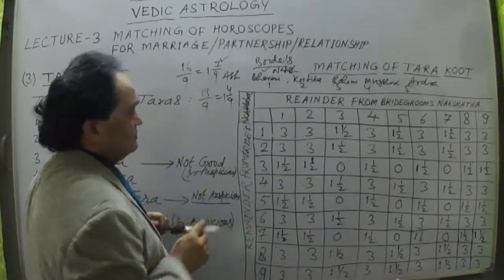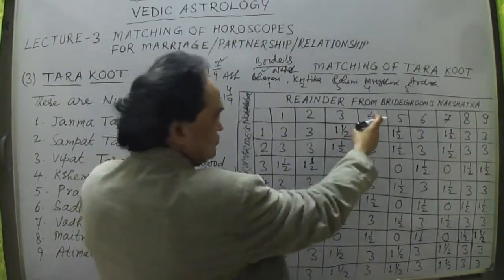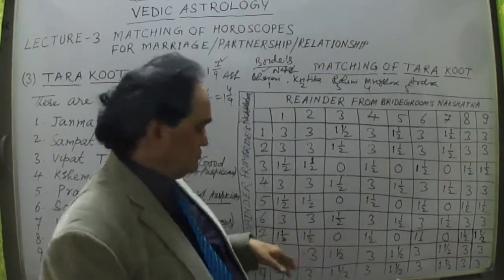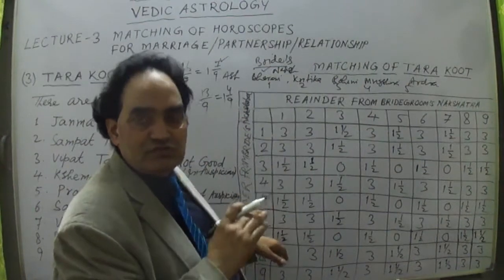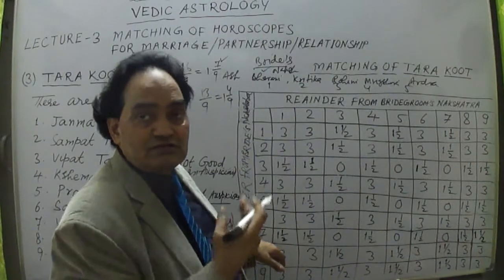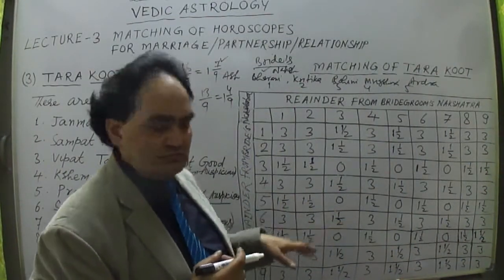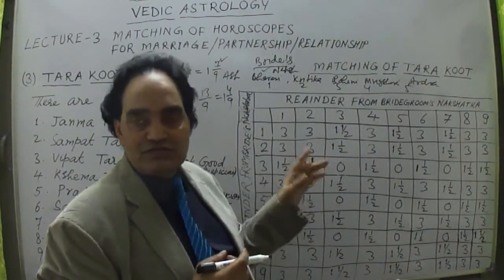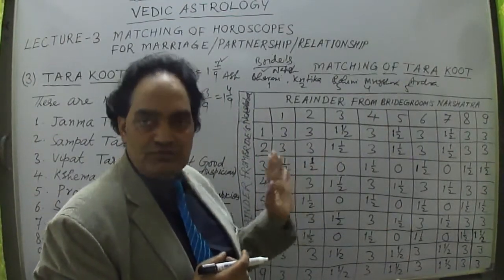Now see here. First it was 7. Under the 7, what is the 4? 1.5 only, because 7th is malefic. From the bride's nakshatra to the bridegroom's nakshatra, 7 was the remainder. So 7 is the malefic one. For this, 0 marks is given, and for that, 1.5 marks is given. Benefic 1.5 marks. If both are benefic, then 1.5 plus 1.5, 3 marks total.